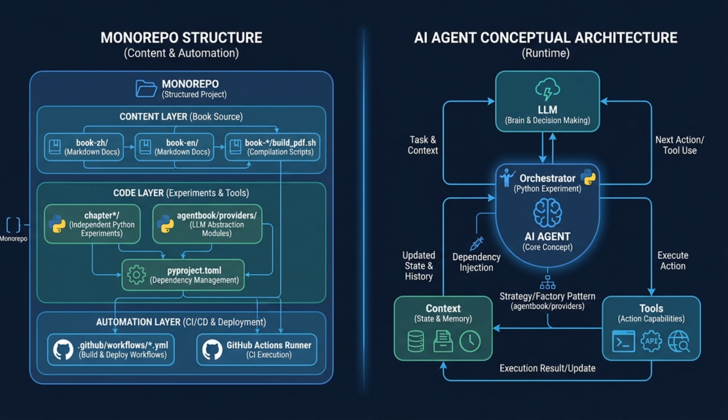The repository itself is a masterfully organized monorepo. Think of it as a complete workshop in a box. The book's text, written in Markdown, serves as the instruction manual. The code, with over 100 Python experiments, are the pre-packaged project kits.